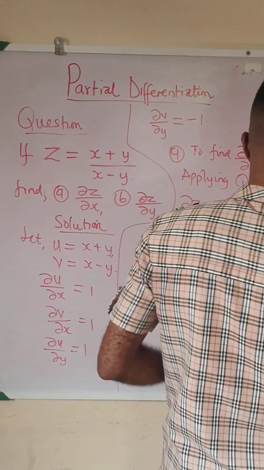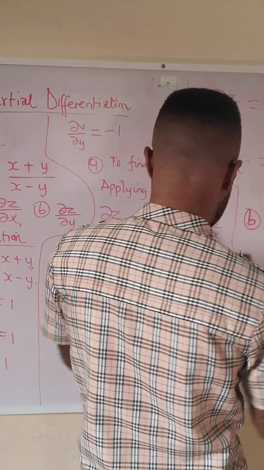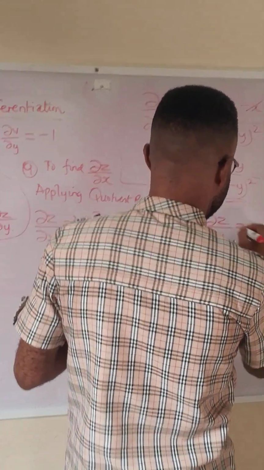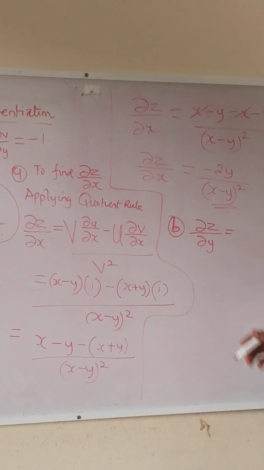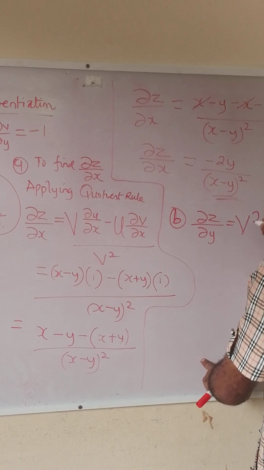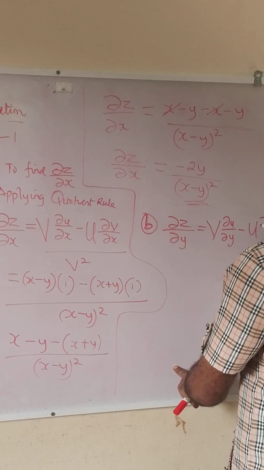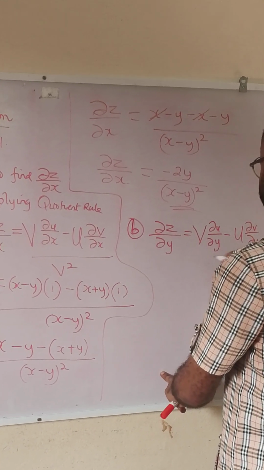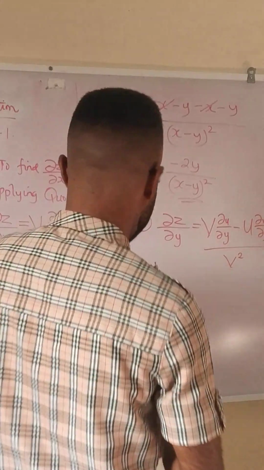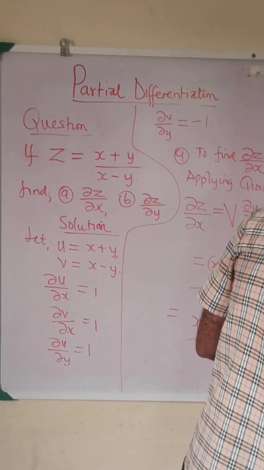Now in b, we have to determine the partial derivative of z with respect to y using the same quotient rule. Since we are dealing with y, our formula for the quotient rule will now be v partial derivative of u with respect to y minus u partial derivative of v with respect to y divided by v squared. And so if we bring in the values here, what is our v? Our v is x minus y. X minus y, we put it in brackets.